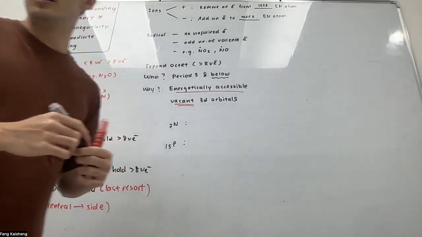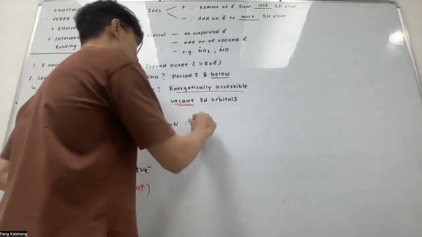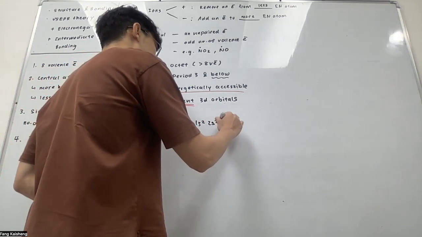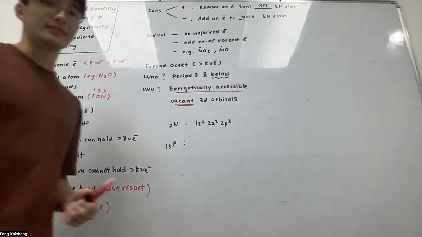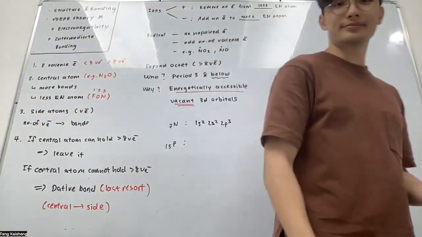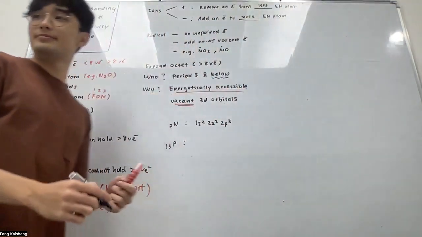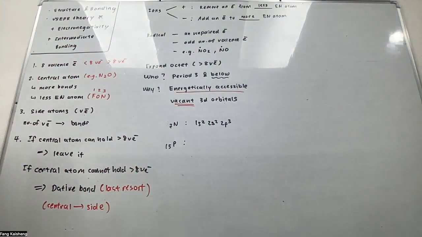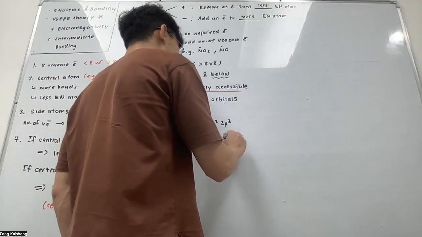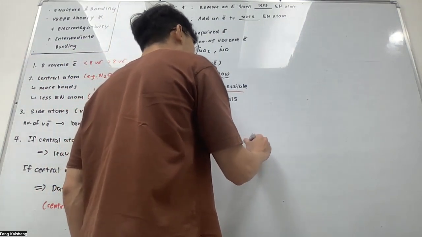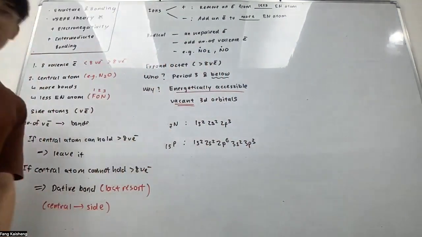It shouldn't be a huge problem here. So this, and this. Okay, should be all good. Okay, phosphorus, just do the same thing, but now because it's in period 3, right? You can go all the way until the 3rd quantum shell. Okay, so that's all we have here.